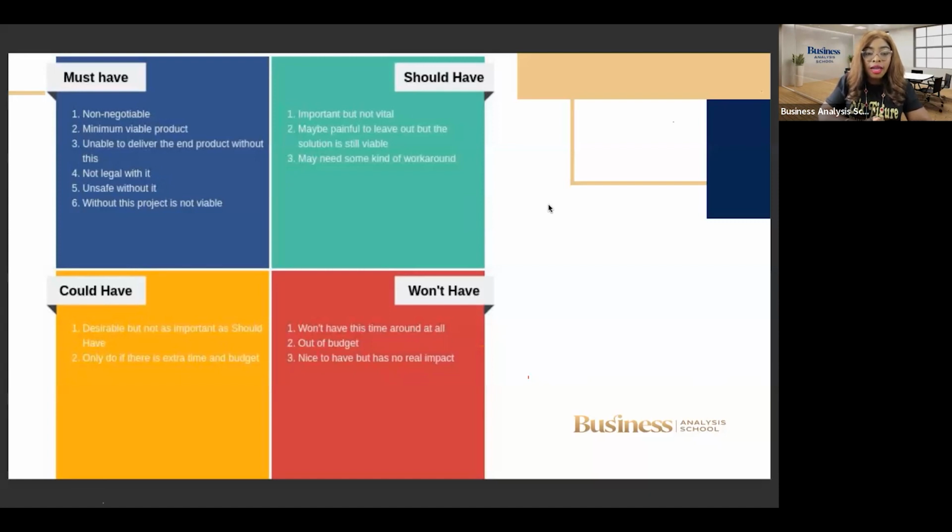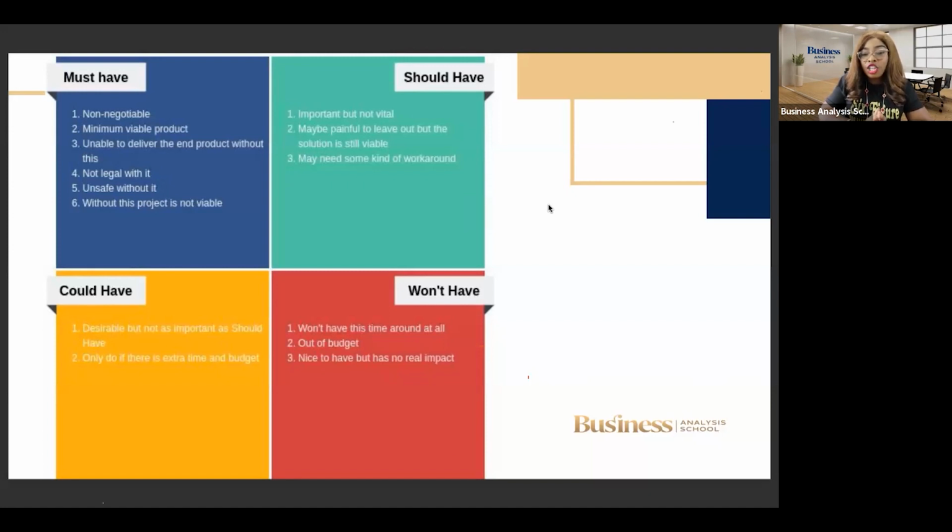So it must be legal. Also, without that feature, the project is not viable. In fact, it's probably unsafe. If we don't have it, that product is now unsafe. So those are some things we think about when we are prioritizing our requirements.